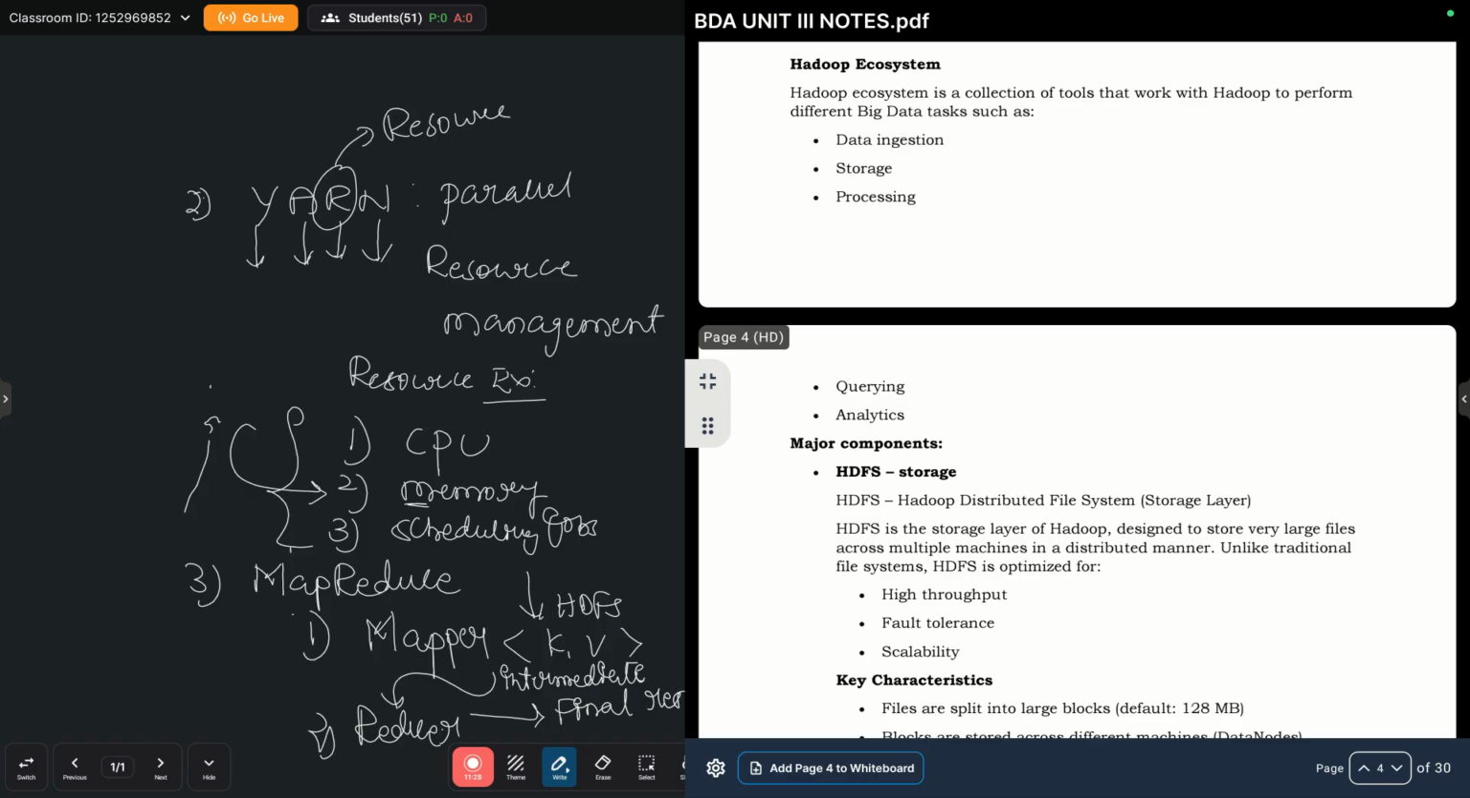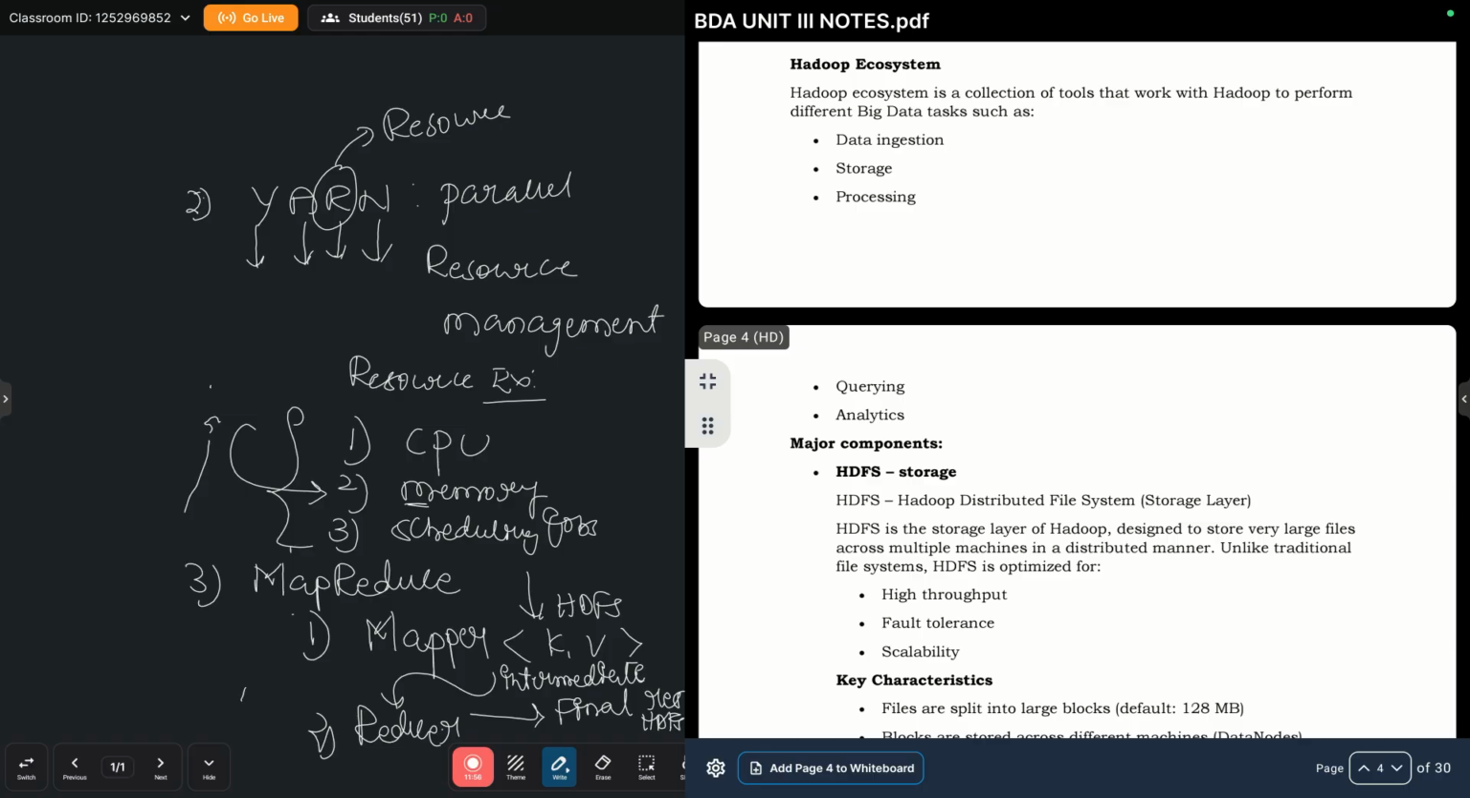Right? So again it is going to be stored in HDFS. Right. So MapReduce will take input from the HDFS, and after all the processing, the final result again is going to be stored in HDFS. Right. So these are the core components of Hadoop.